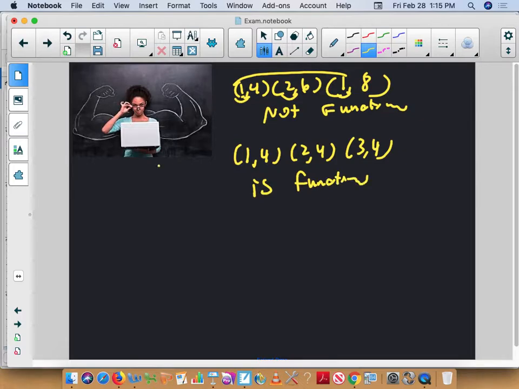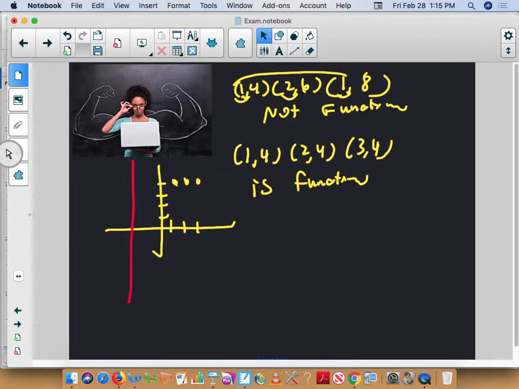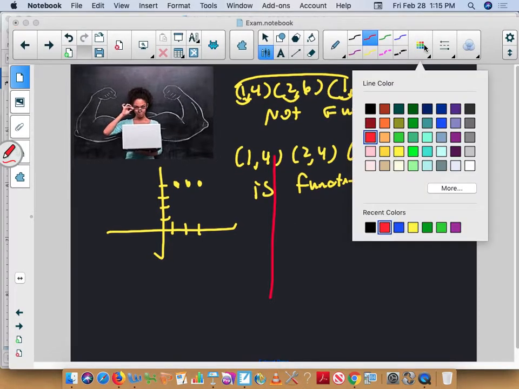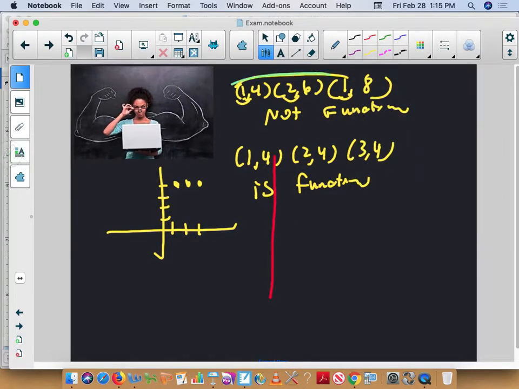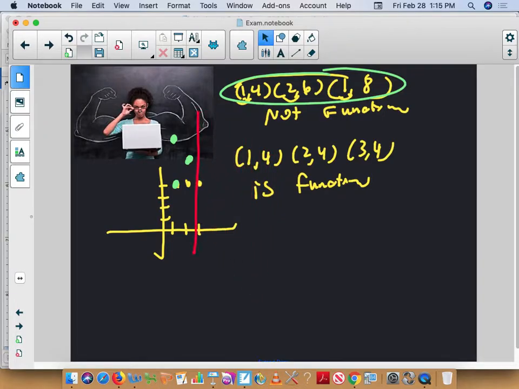Watch this. I'm going to graph them. 1, 4, 2, 4, 3, 4. A function has to pass the what test? Does that pass the vertical line test? Okay. Whereas if I look at this set in green, I would have 1, 4, 2, 6, and 1, 8. Would it pass the vertical line test?